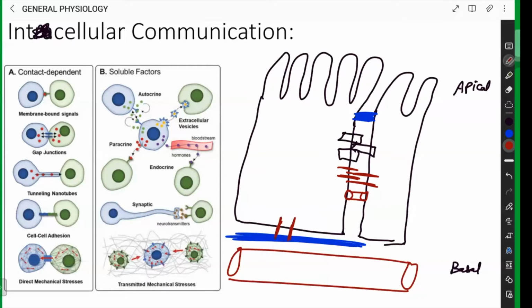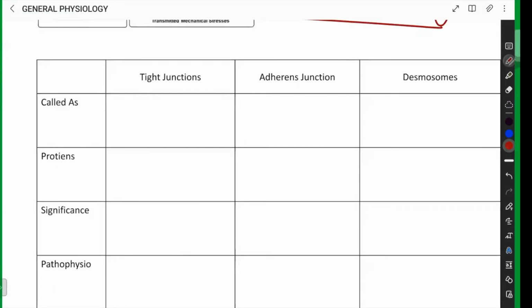Now I have told you about 3 important things. What are the 3 important things? Tight junction, adherence junction, desmosomes. Number 1, let me start with the tight junction.